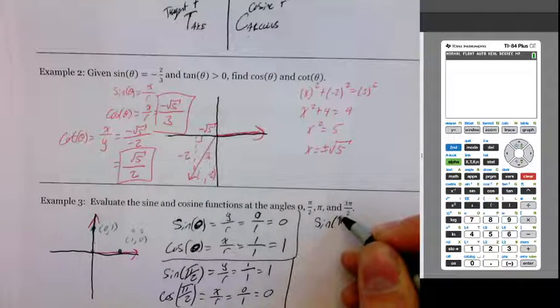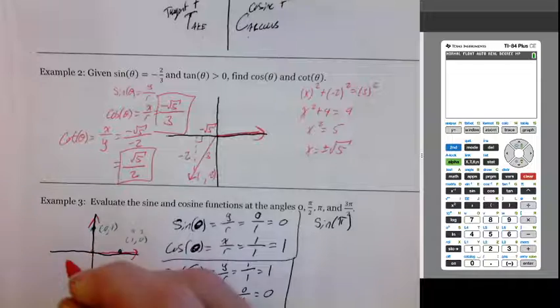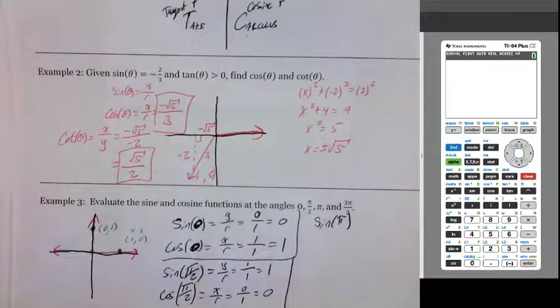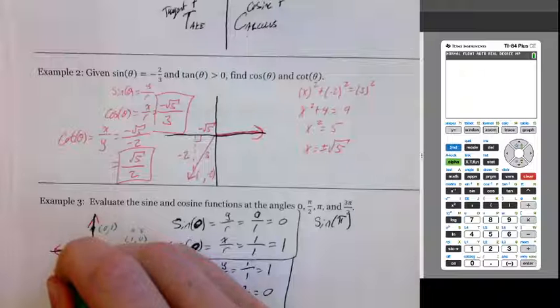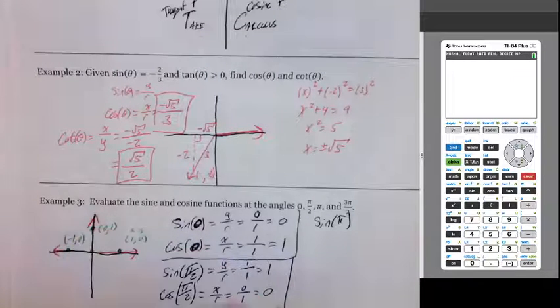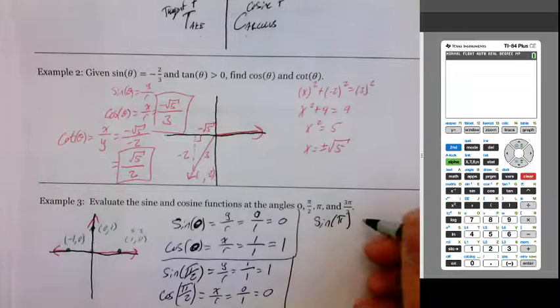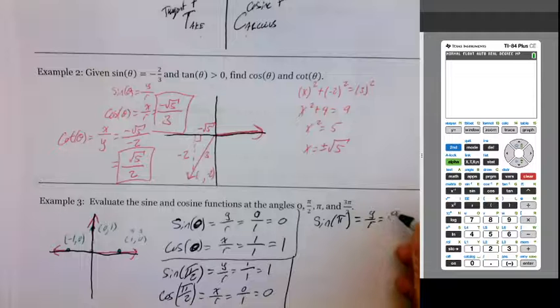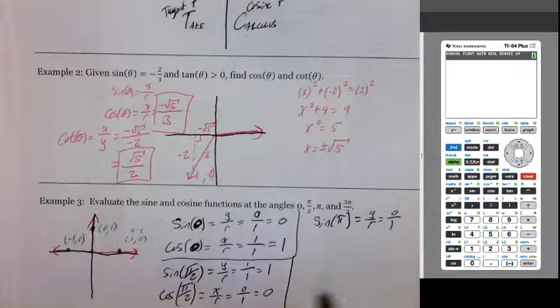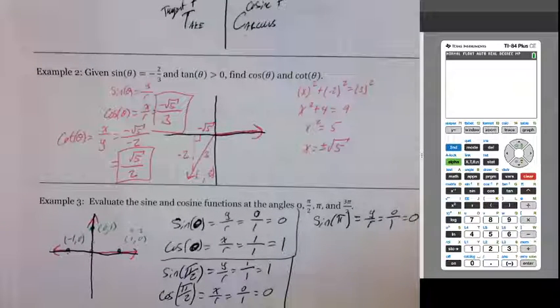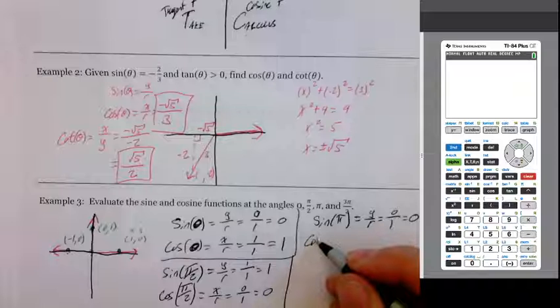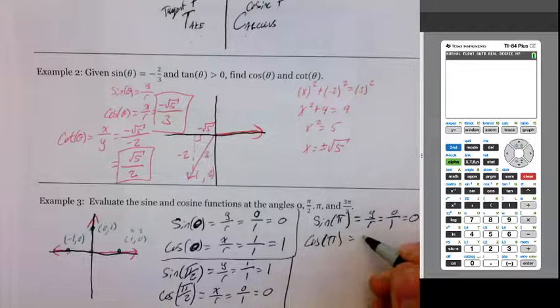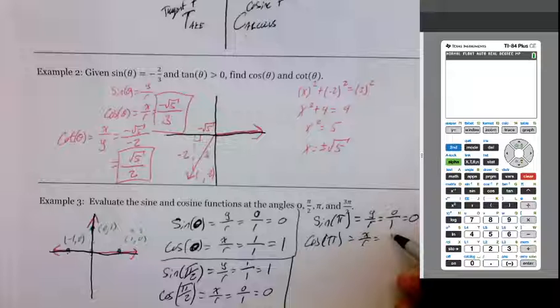Now let's do pi. Pi is going to be over here, right? I'm going to choose any point on that ray, an easy one. In particular, -1, comma 0. And sine is y over r. The y in this case is 0. The radius again is still 1, because it goes from here to the center, which is 0. And cosine of pi is x over r, so -1 over 1, which is -1.